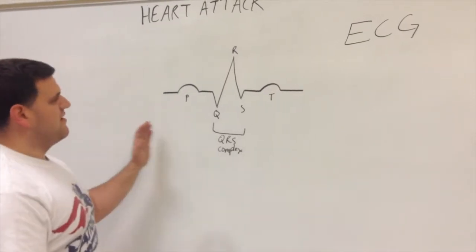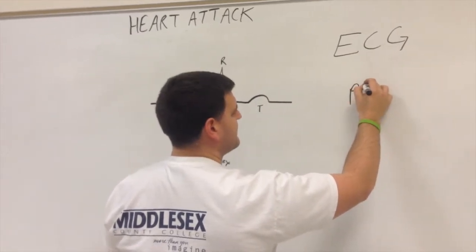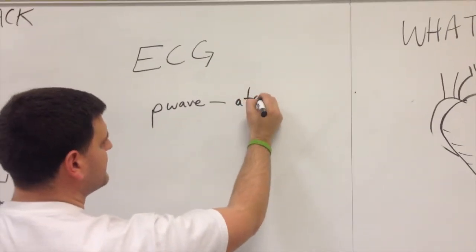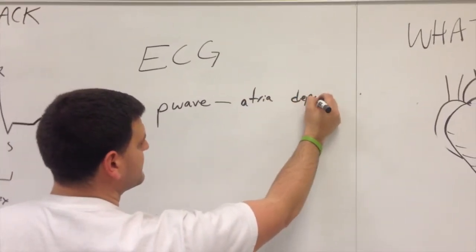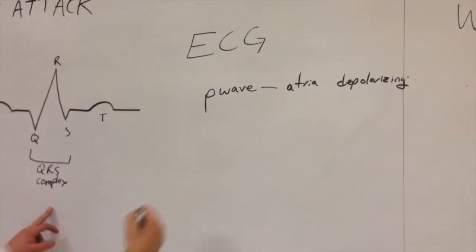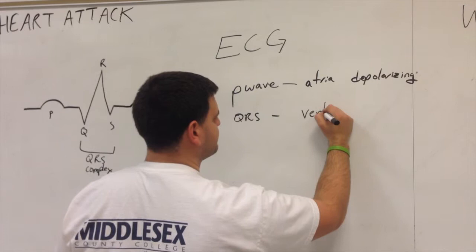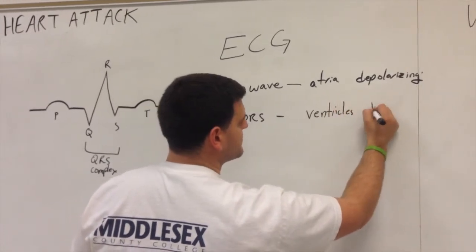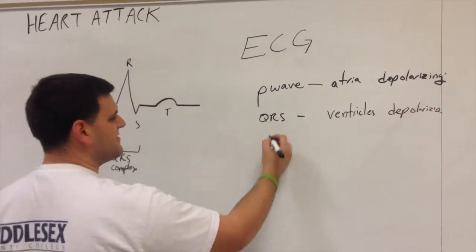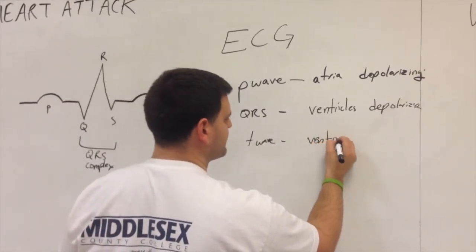So all these can be described. The P wave is the atria depolarizing. The QRS complex is the ventricles depolarizing. And the T wave at the end here, T wave, is the ventricles repolarizing.